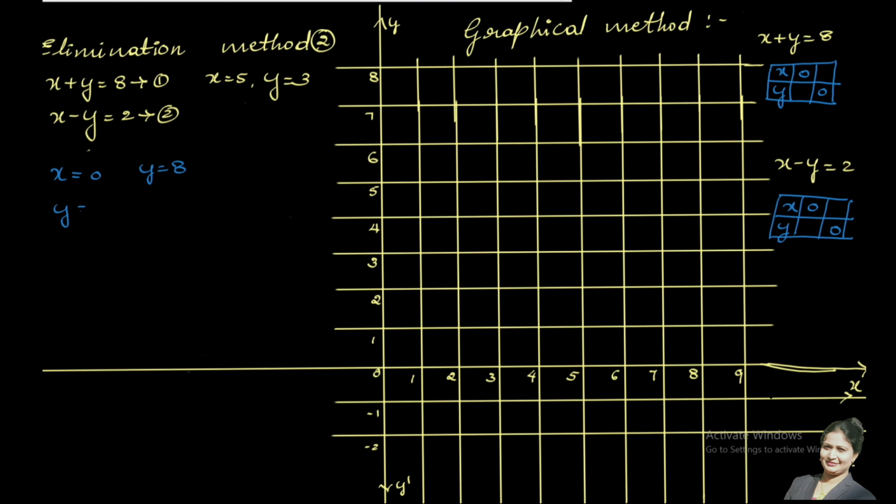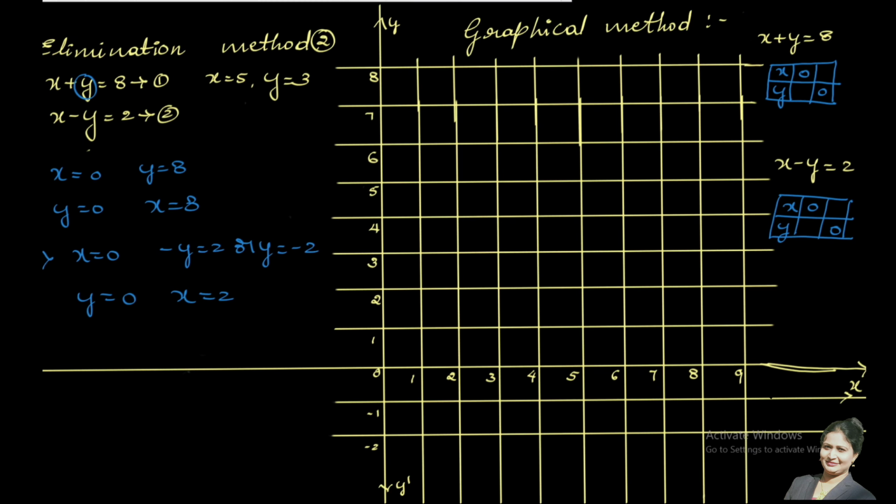And y is equal to 0, then the first equation becomes x is equal to 8. This is according to the first equation. In the second equation, when x is equal to 0, minus y is equal to 2, or y is equal to minus 2. When y is equal to 0, then x is equal to 2. These are the coordinates we obtained.